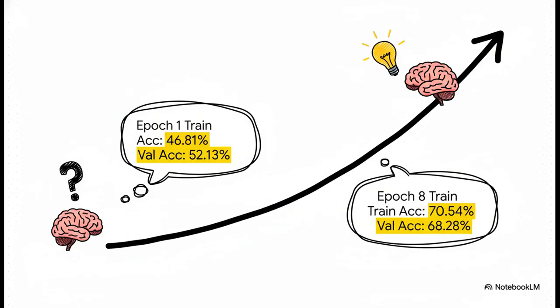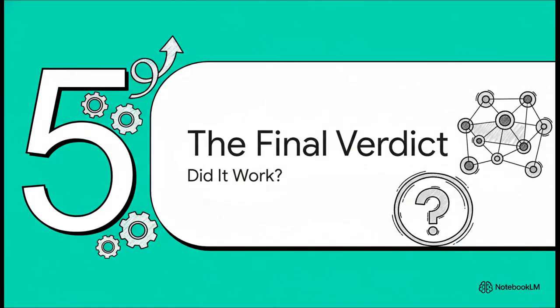And check this out. This shows you the learning in real time. At the very beginning, in that first epoch, the model's accuracy is pretty rough, barely better than a coin flip. But then, just look at the jump by the 8th epoch. We're already over 70% accuracy. The model is clearly starting to pick up on the patterns in those networks. It's working.